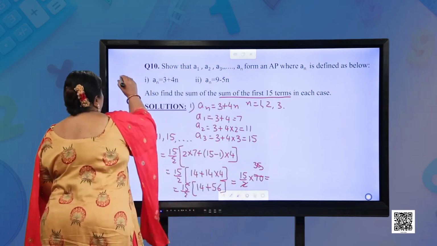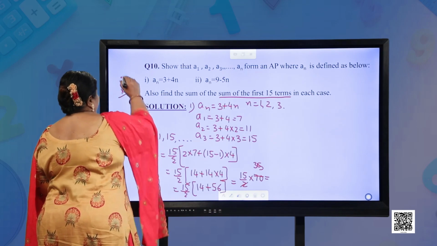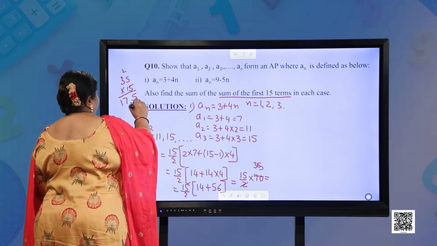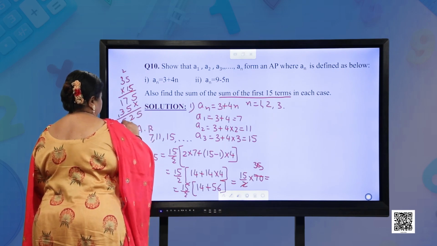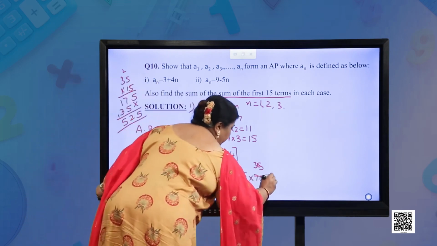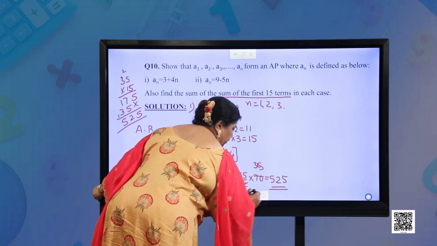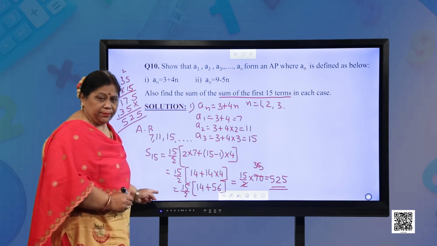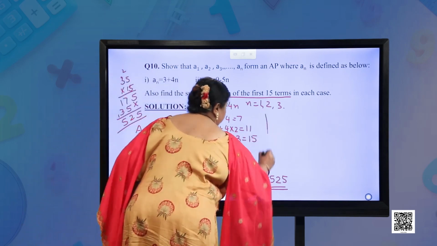Let us multiply 35 into 15. Yes, we get 525 as the sum of first 15 terms of this AP. Is it clear? Now, let us see the second part.